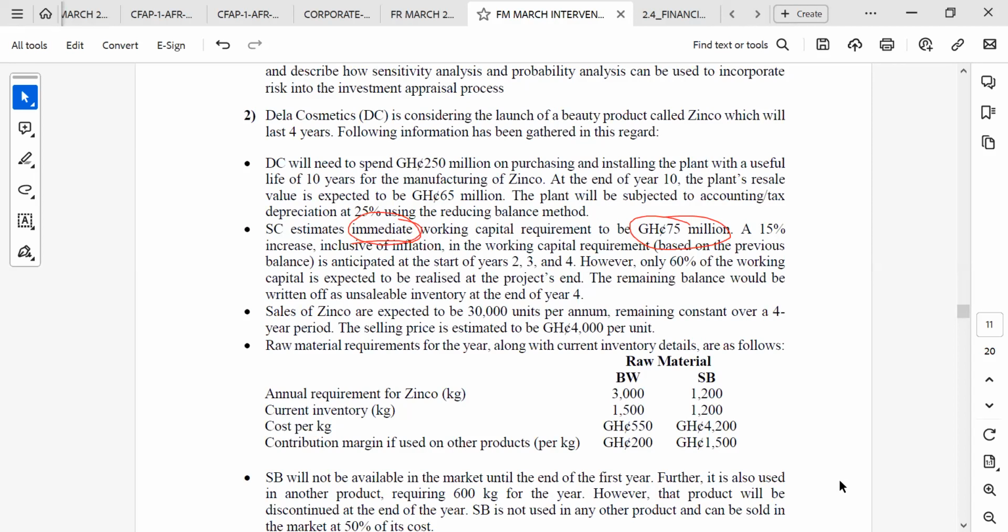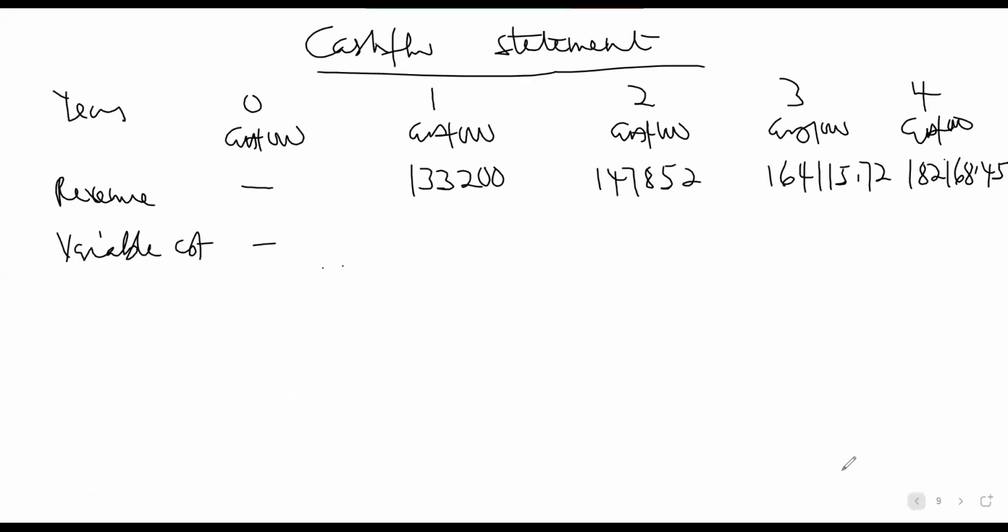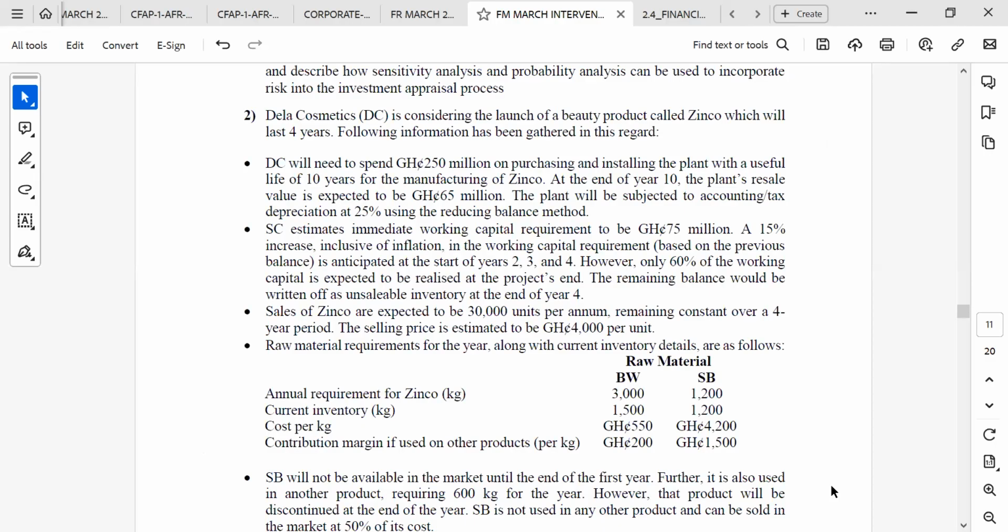So this 75 and the 250 will all be put over here. Let's assume that we have the initial investment over here. So we have the 250 over here, and we also have the working capital of 75 here. They'll all be outflow. Let's come to year 2. What are they saying about the working capital in year 2? They say that it will increase by 15% based on the previous balances.